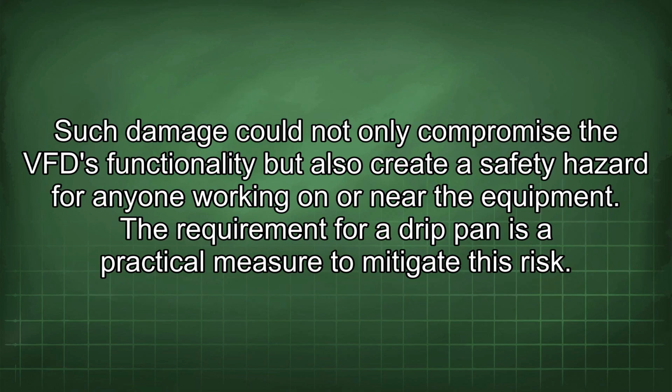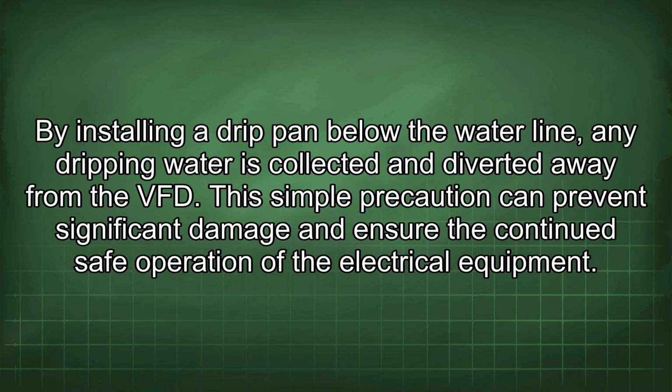Such damage could not only compromise the VFD functionality, but also create a safety hazard for anyone working on or near the equipment. The requirement for a drip pan is a practical measure to mitigate this risk. By installing a drip pan below the water line, any dripping water is collected and diverted away from the VFD. This simple precaution can prevent significant damage and ensure the continued safe operation of the electrical equipment.